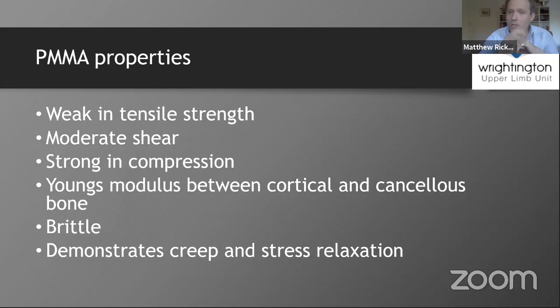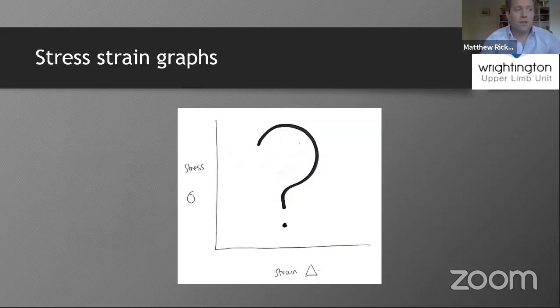It's brittle, so if you're doing a revision total hip replacement, you know that when you're chiseling through, you can cause crack propagation through it and remove it because it's brittle. It also demonstrates creep and stress relaxation. So there are a couple of common materials that are used in orthopedics.